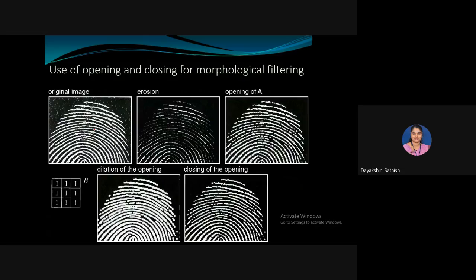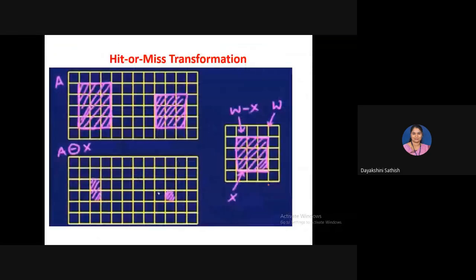You have an original image here. So this is a structuring element. So this is an eroded output. Okay, the boundaries are eroded. You can see here, these things have become thin actually. Then applying opening using A, you get this image. Then dilate the opened output, you get this image. Then when you close it, this is the output. Okay, so this is one example for opening and closing.